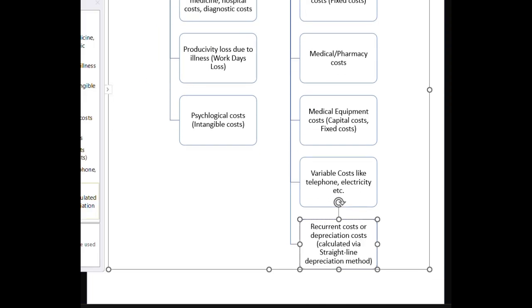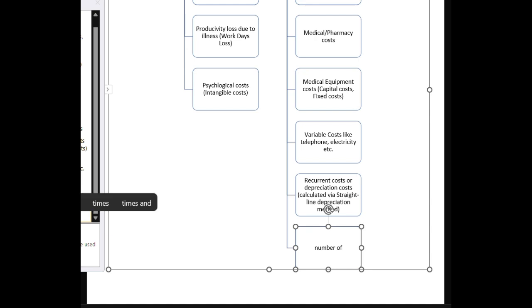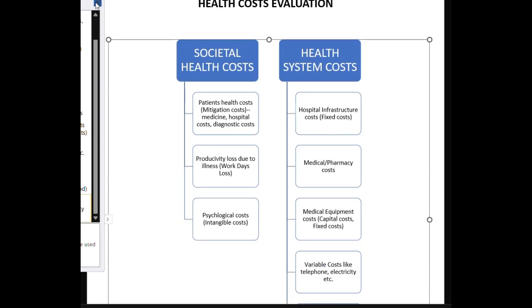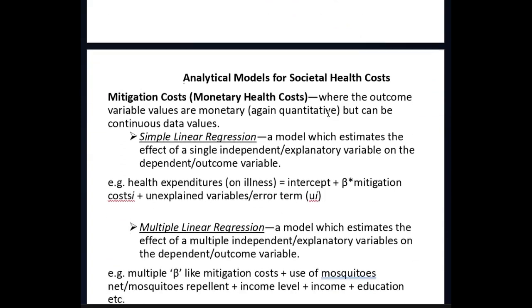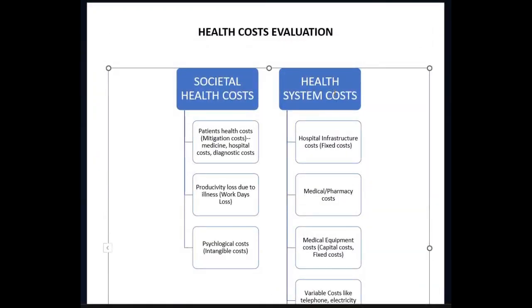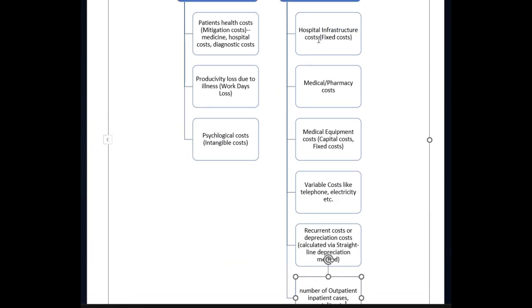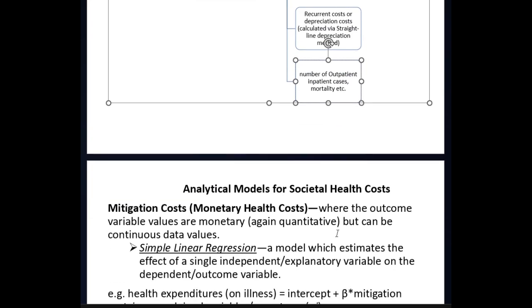And also in health system cost, we measure the number of outpatient cases, inpatient cases, mortality cases, etc. So these are also measured in health system cost analysis, right? Then for health system cost, I will make a separate video on how you should know what the fixed costs are, what the capital costs are, what the variable costs are, and what the recurrent costs are, which help in budgeting in the health sector, right?